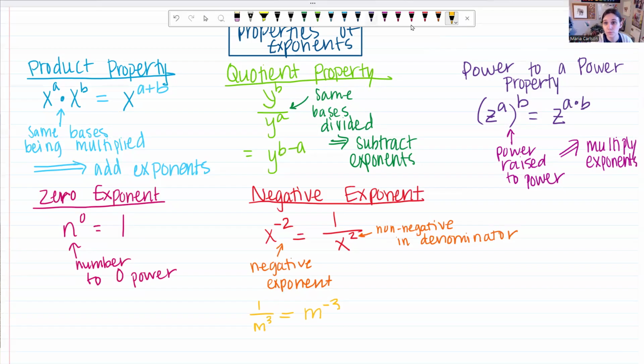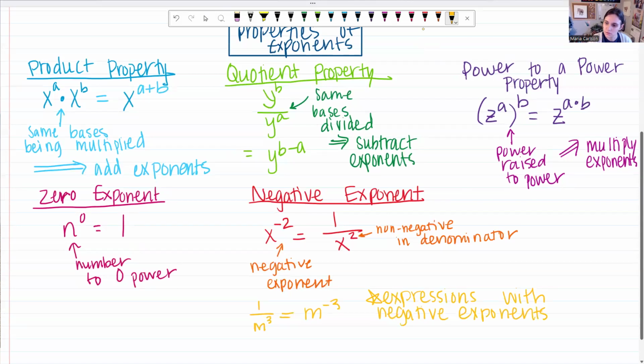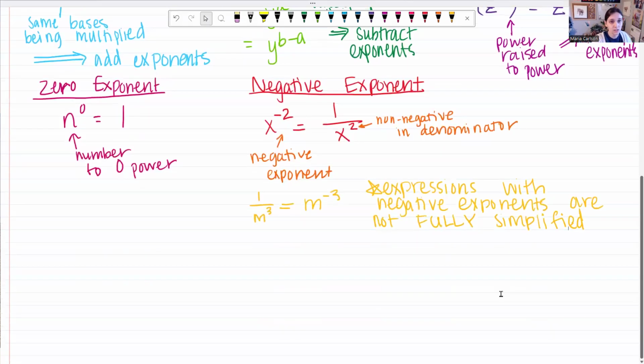I do want to note, though, that expressions with negative exponents are not considered fully simplified. So if you are asked to fully simplify an expression, there better not be a negative exponent in there. You need to find the reciprocal of that. Simplify. Find the reciprocal and then remove the negative from the exponent in that process. Let's look at some examples here.